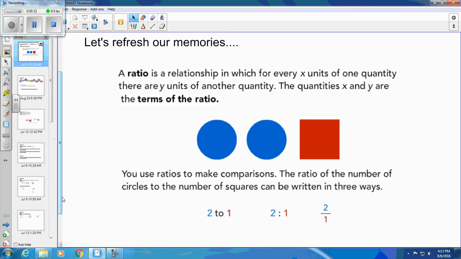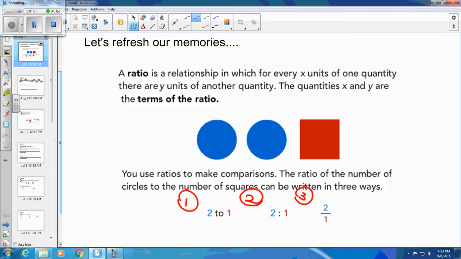The ratio of the number of circles, and you can see we have 2 circles, to the number of squares, and there's 1 square, can be written in 3 ways. The first way is to use the word: 2 to 1. The second way is to use a colon, 2:1. And the third way is to use a fraction.